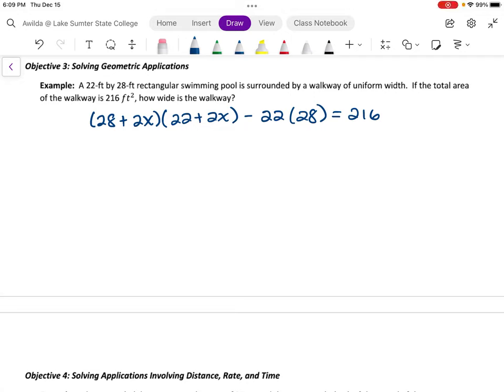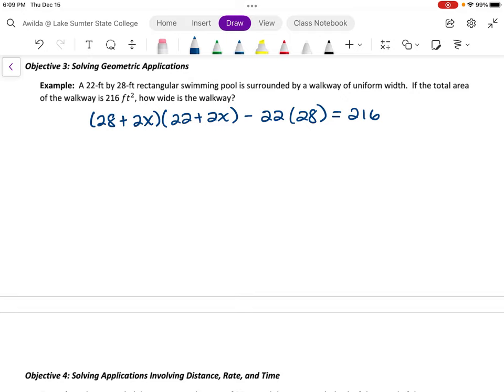In the previous video, we modeled the situation described here where a rectangular swimming pool was surrounded by a walkway of uniform width, and we're asked to find the width of that walkway. This is the equation that we developed in the last video, and now we're going to take a moment to solve for x. We're going to first distribute the product of the two binomials that we see here.